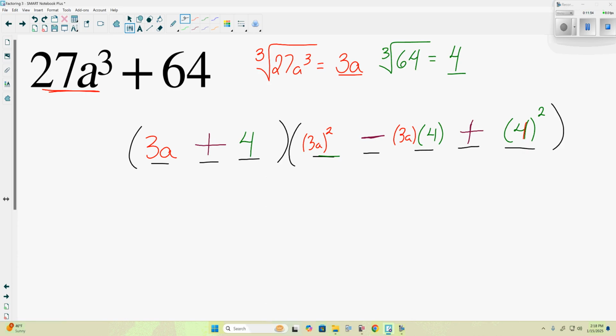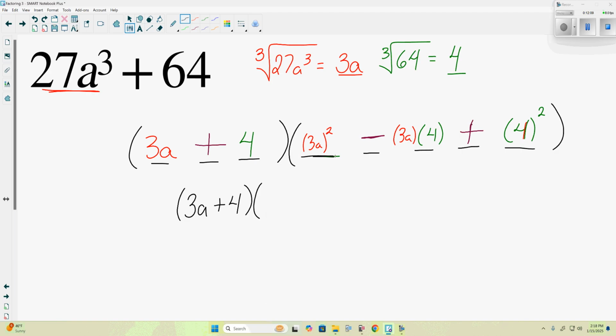Questions on any of this here? How we plugged any of this in? You ready to simplify? Now the nice part of simplifying all this is the first set of parentheses, because it's just going to be 3a plus 4.